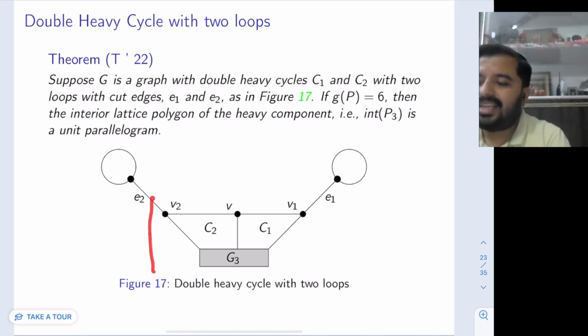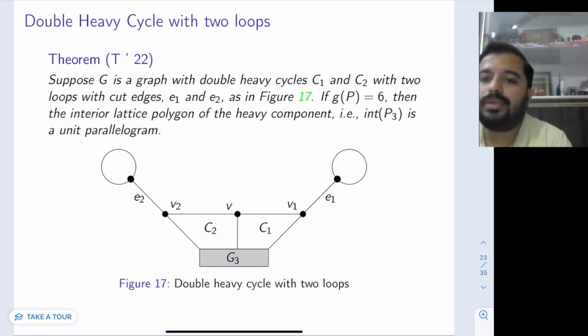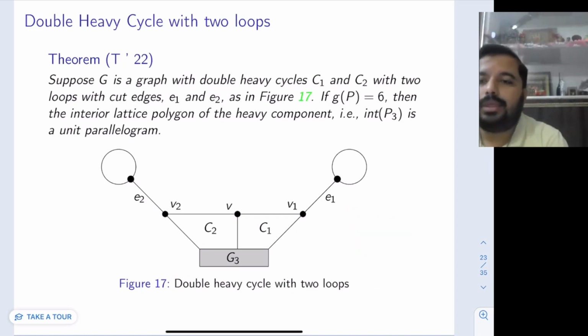So here it's slightly different. Earlier, as you saw in the heavy cycle, it was always hyperelliptic. But in the double heavy cycle case, we can't say that it's hyperelliptic. However, we know that the convex hull of the interior lattice point is a parallelogram. So it's no more hyperelliptic, but still well within constraint for the case when the genus of the whole graph is 6.